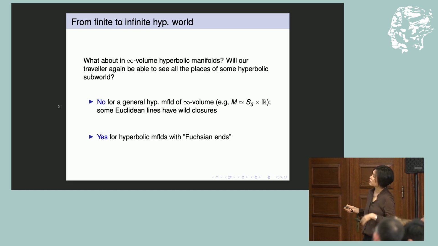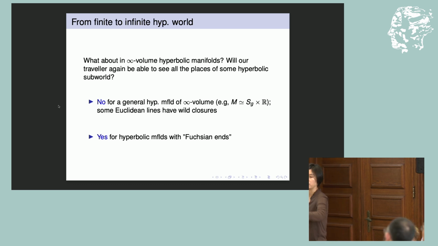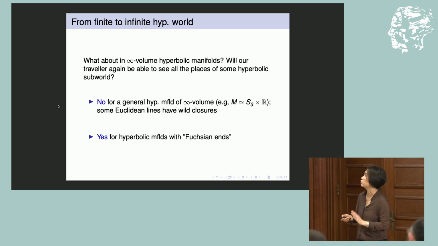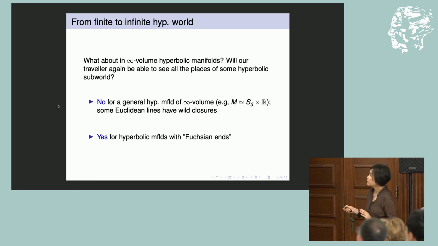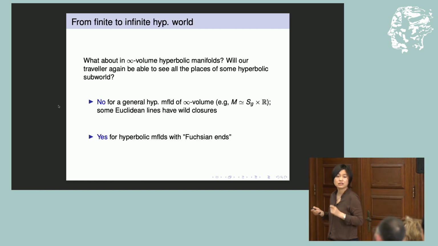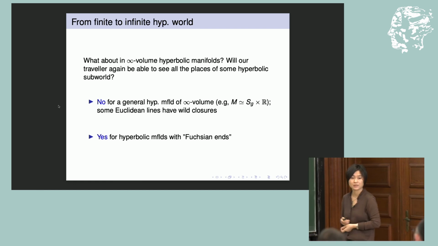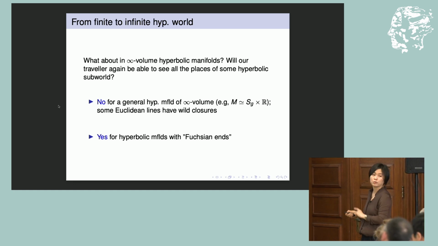In this case, we see there are Euclidean lines which have very wide closures. The closures have some fractal dimensions. So you cannot travel to any hyperbolic manifold of infinite volume. You have to be careful which infinite volume hyperbolic manifold you want to travel. It turns out hyperbolic manifolds with the so-called Fuchsian ends are safe to travel.